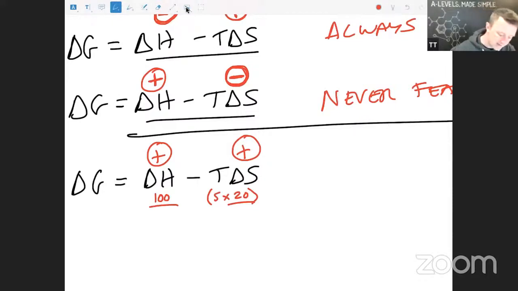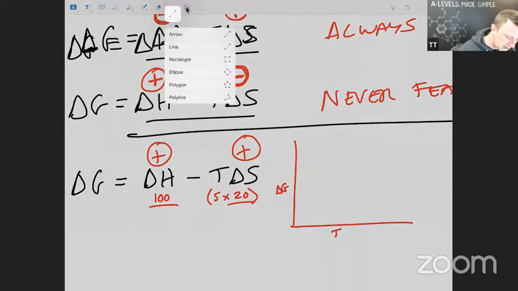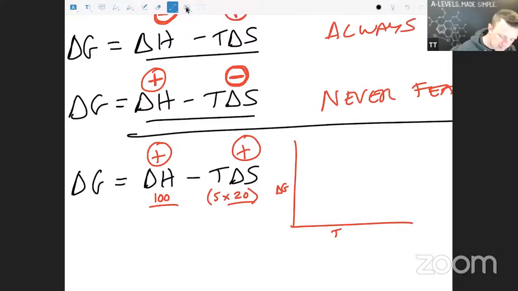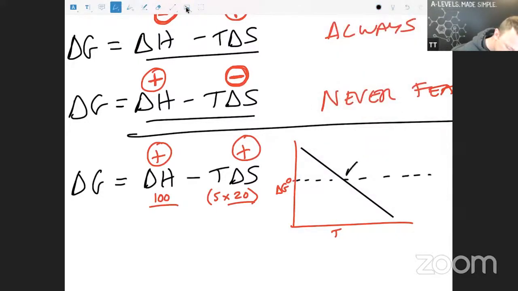So what we're seeing here is that in the grand scheme of things, this is temperature and this is delta G. As we change temperature, what's happening to the value for delta G? As temperature increases, what happens to delta G? Decreases, good. So we're looking at this, aren't we? And at this point here, let's say this is 0.